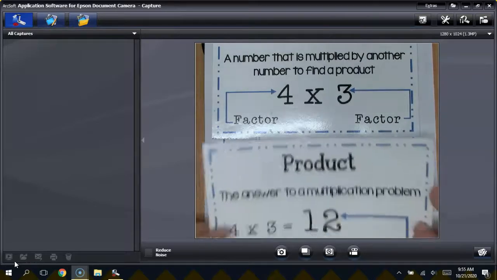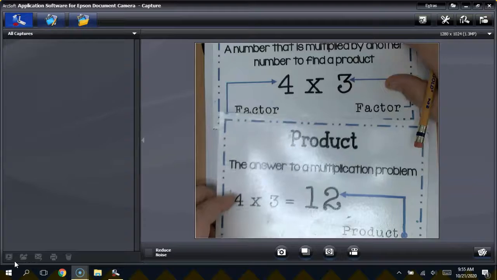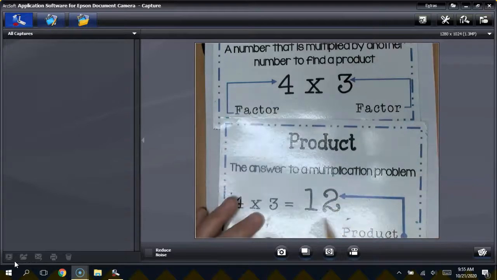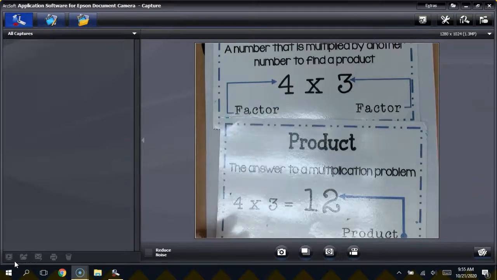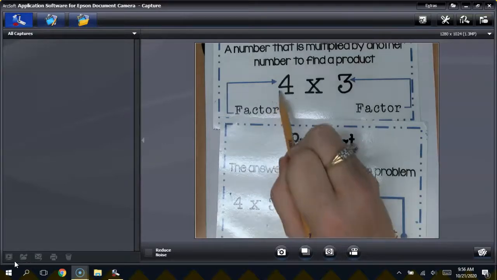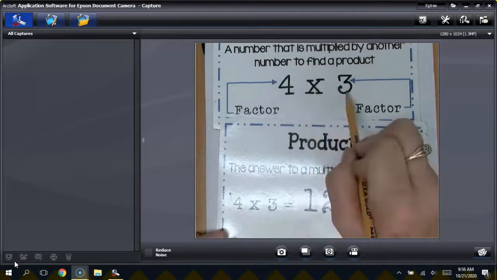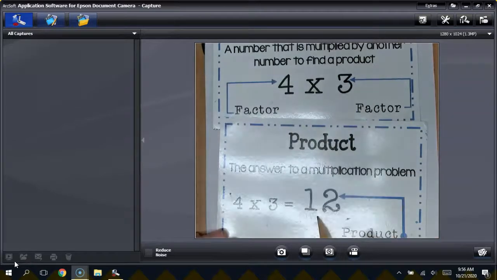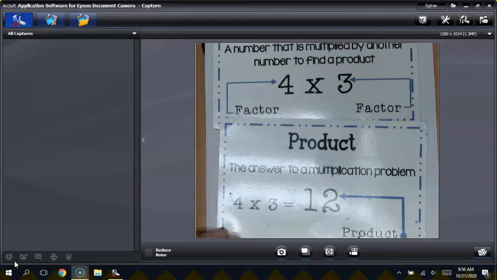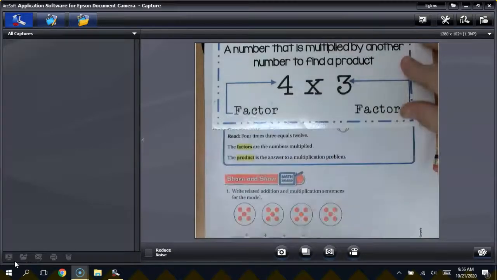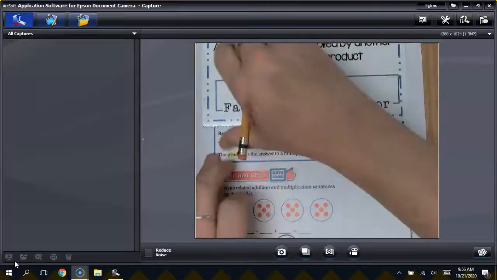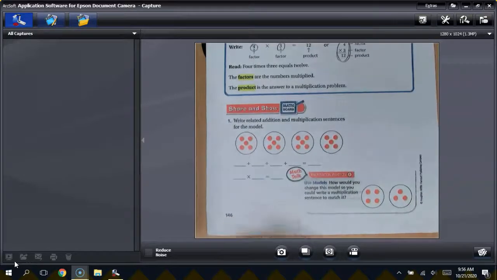Now, it says the number that is multiplied by another to find the product. Well, boys and girls, product is another vocabulary word. The word product is the answer to a multiplication problem. So if I say, what is the product of 4 times 3, you would tell me the answer, which is 12. So we have factors, the numbers that we multiply, and the answer in multiplication is called the product. All right, let's move on. Let's look down at the bottom for share and show, and let's do some of these problems together.